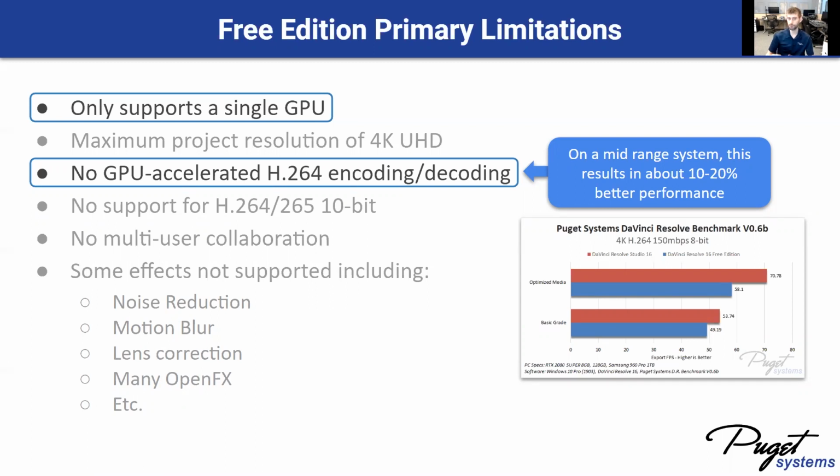So keep that in mind: if you are one of those people on the Free Edition and you want to get more performance, you're probably better off just spending that $300 to get the Studio rather than trying to upgrade your CPU or GPU or storage speed or things like that. Most of the time, just get the Studio Edition.